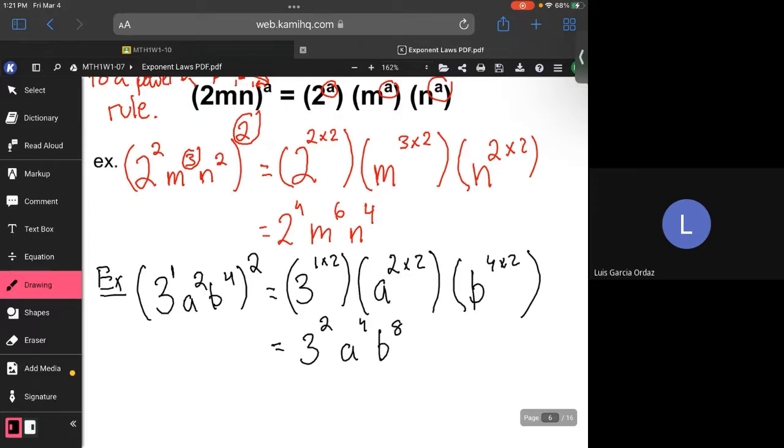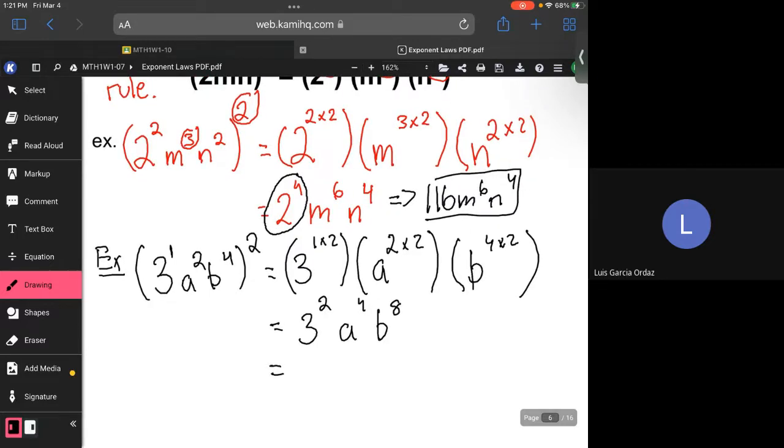Now, what I forgot to do with this one here is whenever I have 2 to the power of 4, like this, I can obviously simplify it. What's 2 to the power of 4? Adam. Yeah, so this becomes 16 m^6 n^4. So what would my final answer for my black question be? The one in black pen. Gian?